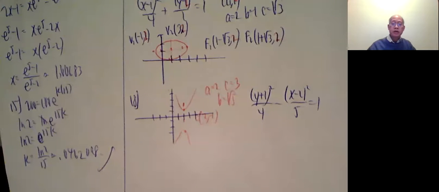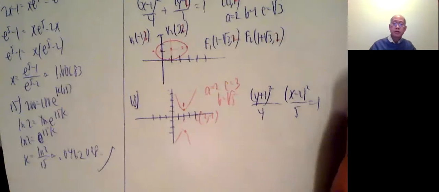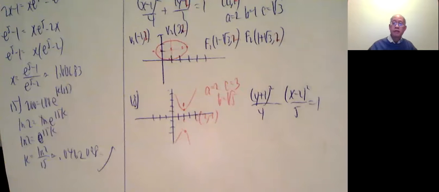Okay. Question 19 and question 20 are freebies. Pretend there's a question 19 and a question 20, and you automatically got full credit on those two problems.